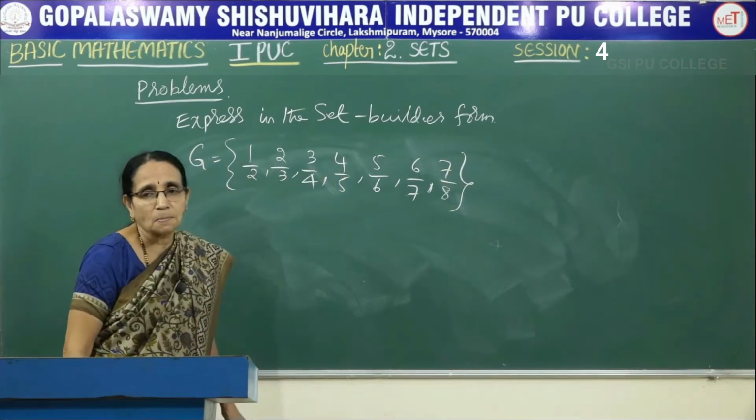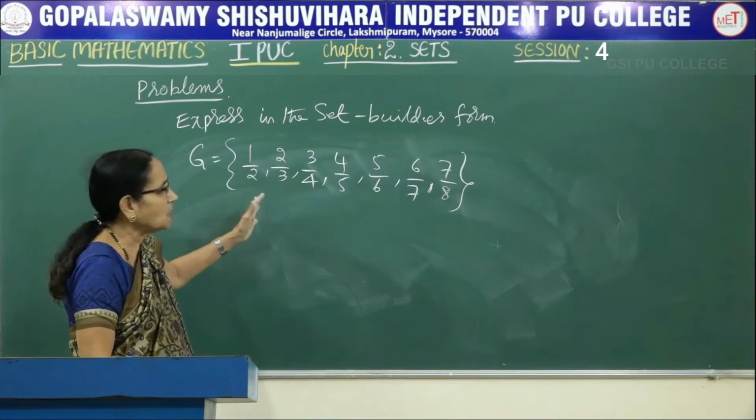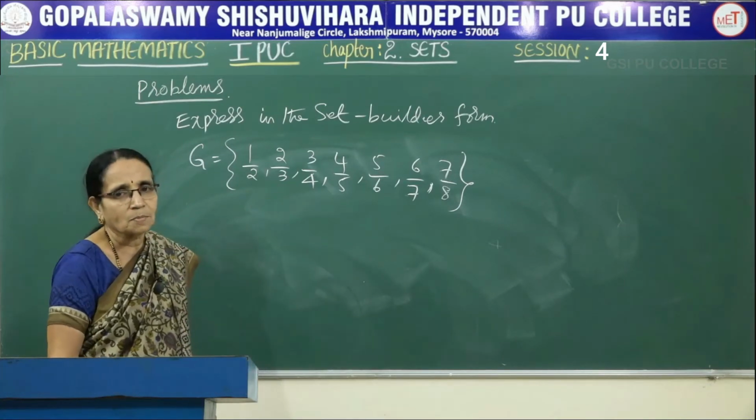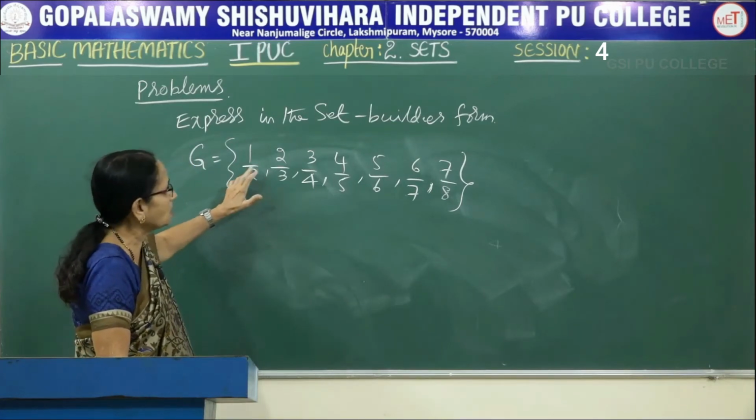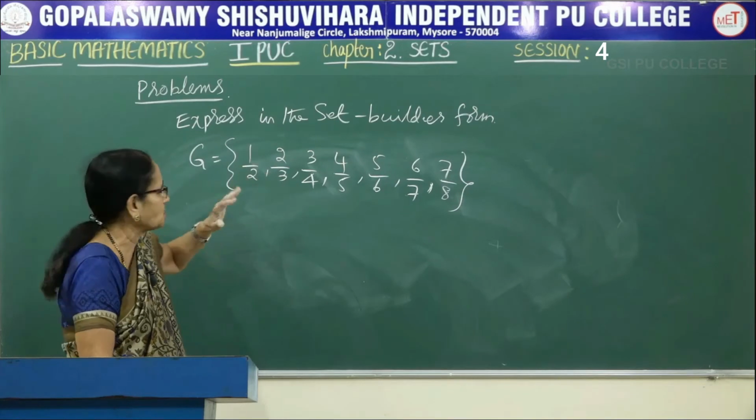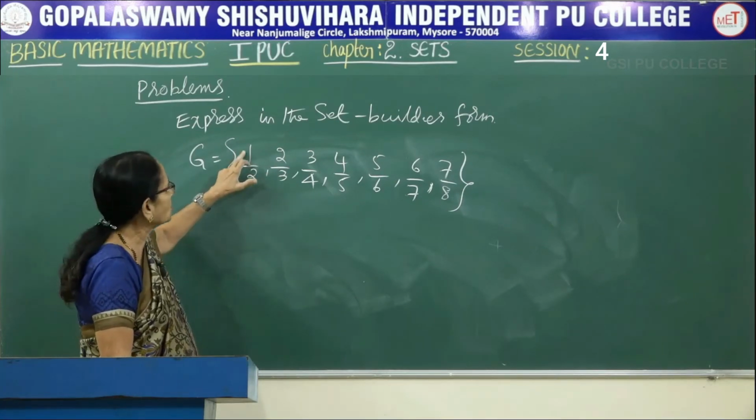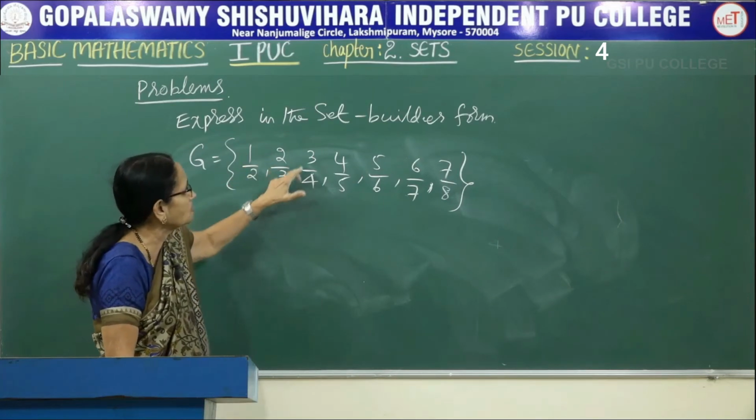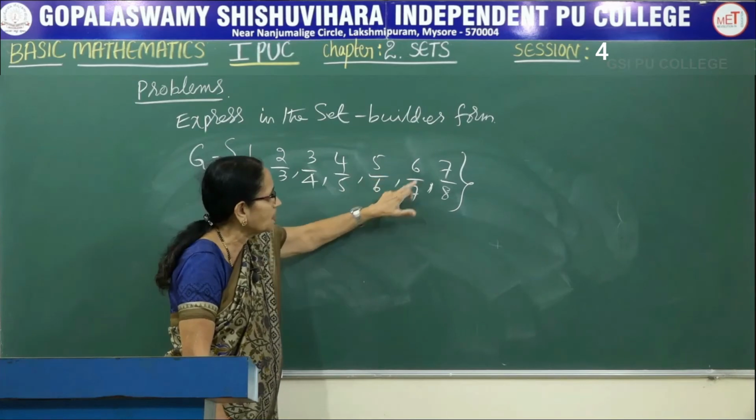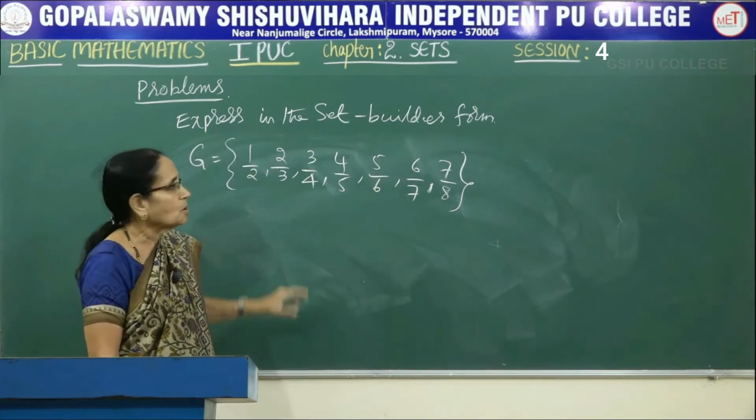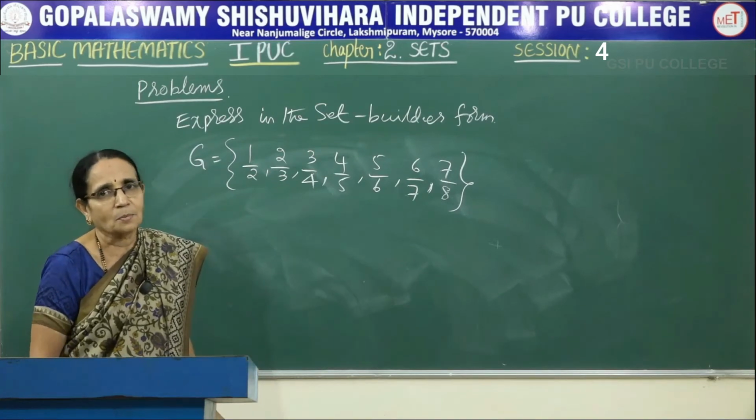Look at the numbers here. All of them are rational numbers. They are neither the squares nor the cubes of any number. But look at all the numbers here. All of them are fractions or rational numbers. The denominator is 1 more than the numerator. 1 plus 1 is 2, 2 plus 1 is 3, 3 plus 1 is 4, 4 plus 1 is 5, 5 plus 1 is 6, 6 plus 1 is 7, 7 plus 1 is 8. So it starts with 1 and ends with 8 here. All of them are rational numbers.